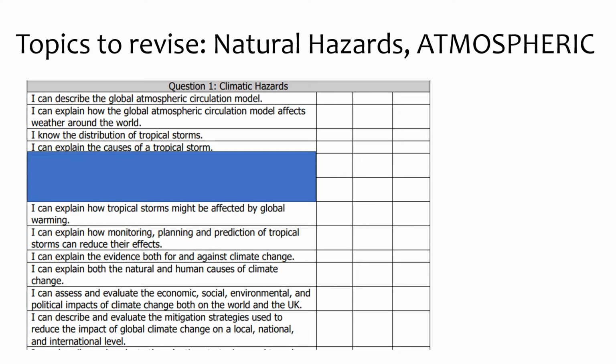And then mitigation means trying to stop climate change. So the best mitigation is renewable energy, obviously quite expensive. But what other ways can we do it? We can try and reduce our carbon footprint. We can cycle to work. We can be more energy efficient in our homes, turning off the lights and things like that.